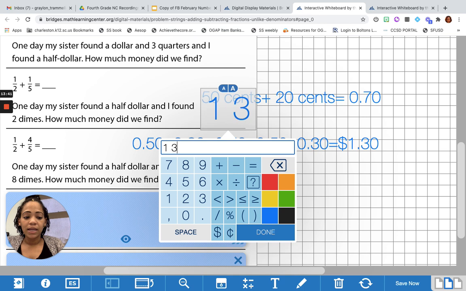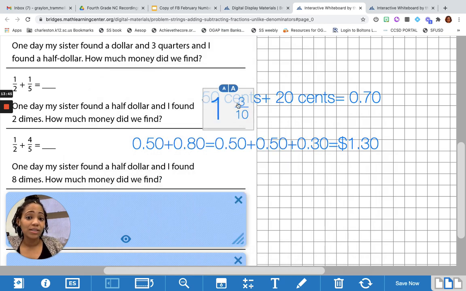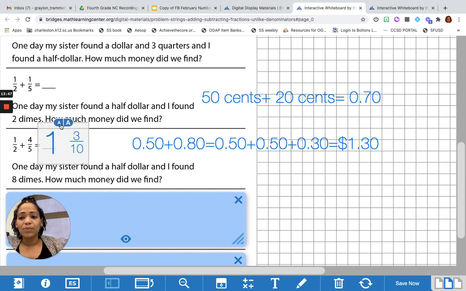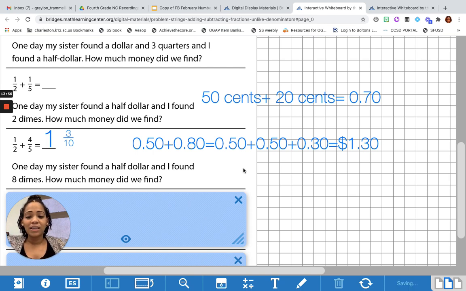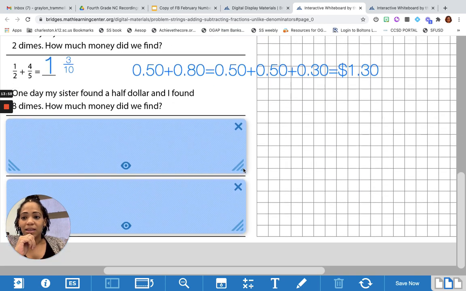Good. It is 1 3/10, or 1 30 hundredths. Either one would work for Miss Trammell. I really want you guys to feel comfortable thinking about money because money is everywhere. So many things revolve around money. You want to make sure you understand it really well.